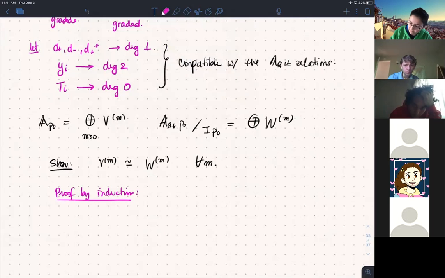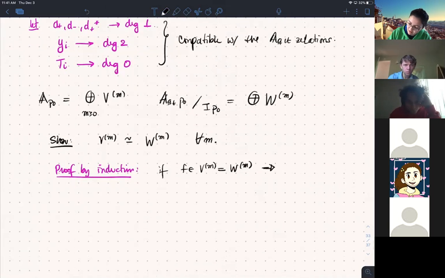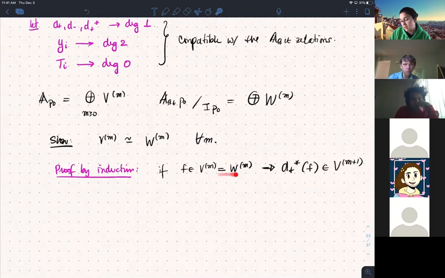And what you show is that if F is in Vm, which we're going to assume by the inductive hypothesis is equal to Wm, then D plus star of F lives in Vm plus 1, right? The reason that this proves it is because this D plus is supposed to live in AQT. So a priori it doesn't really live here. It lives here. But since we're assuming that Vm and Wm are the same, then D plus star does act on it. And what you want to show is that when you act on this side, you still basically live on this side.